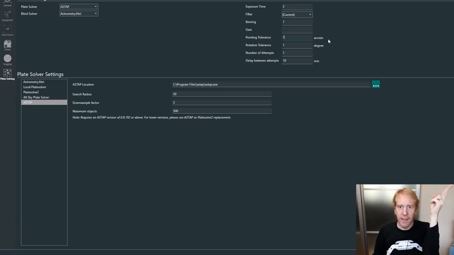And if you move that angle, it's the distance in arc minutes. One arc minute is a 60th of an arc degree. One arc second is a 60th of an arc minute. It can get confusing pretty quickly. But anyway, we have the pointing tolerance here in arc minutes. And this is what will determine how well the plate solving can center your image.